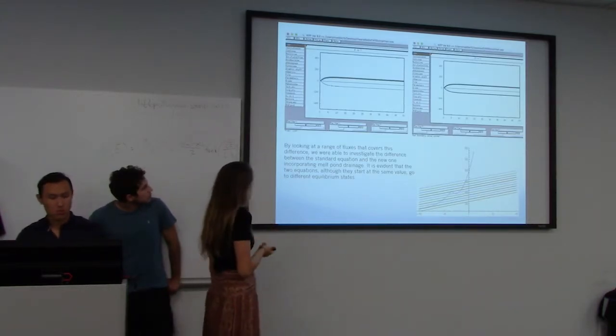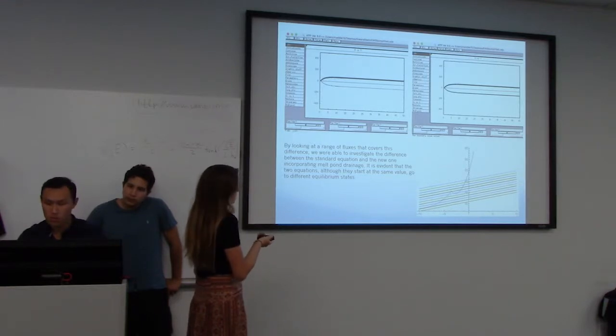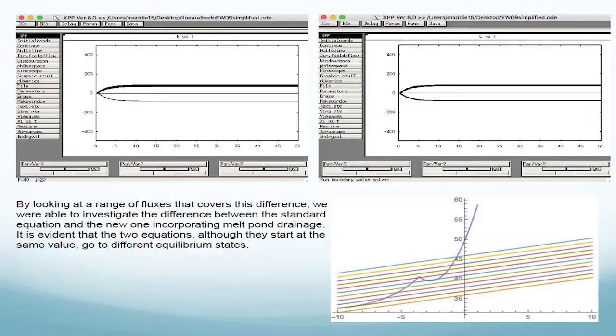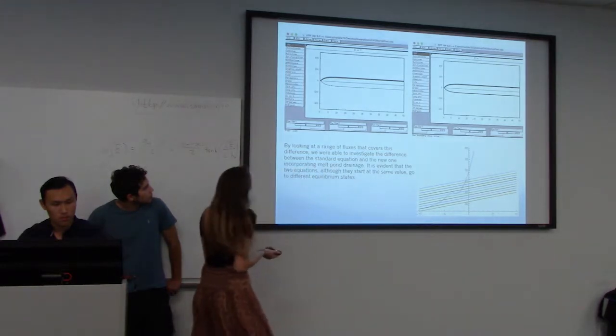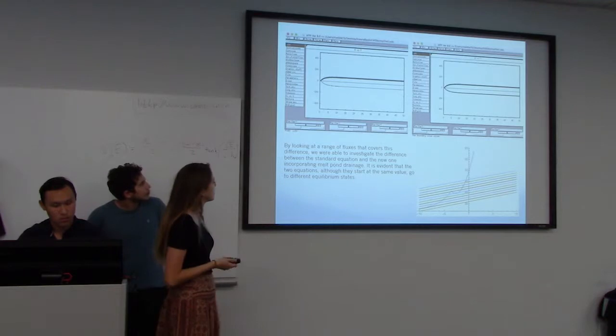So to evaluate that, we looked at a range of models in this area. So this is just varying flux. And by varying the flux here, we were able to see that they have different equilibrium states. It changes the steady state solution that the system will end up at.